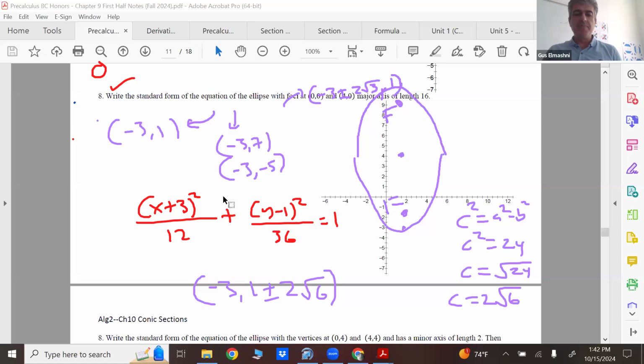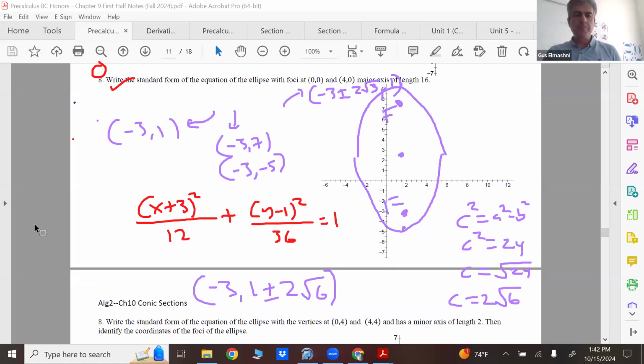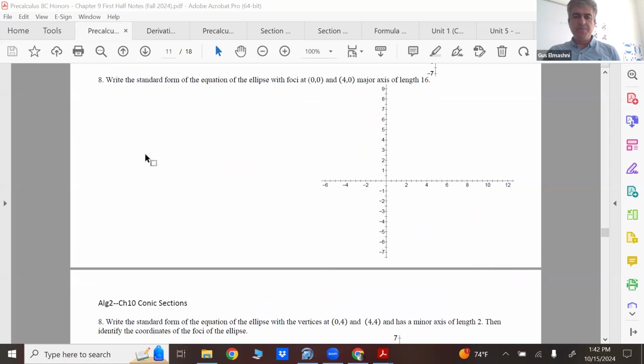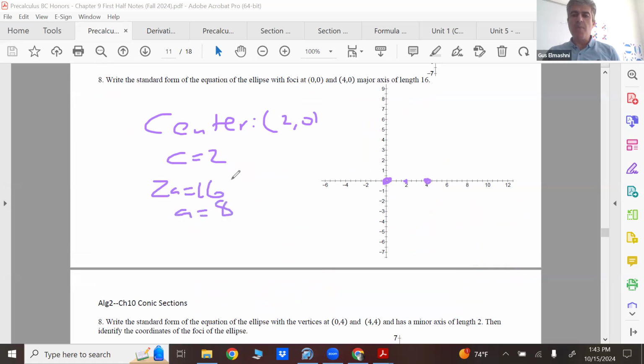But let's look at number 8 here. So your foci right here. Where's the center, guys? Perfect. So C is 2. 2A is 16. So what's A going to equal? 8. And remember, the foci are on the major axis. So where are my vertices? On the X or Y axis? Or is it horizontal or vertical? Horizontal. Good. Yeah, thank you, Thomas.